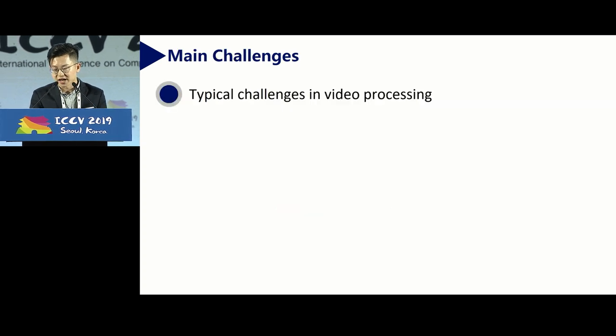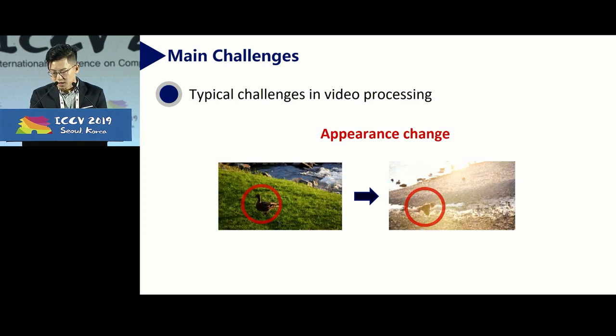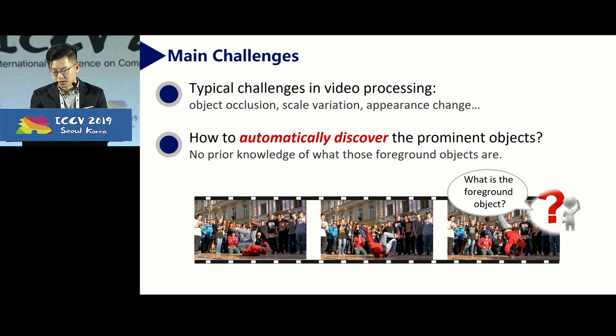The main challenges lie in two aspects. First, it suffers from the general challenges in video processing, such as object occlusion, scale variation, appearance change, and so on. The second one is how to automatically discover the primary objects. For example, in such a complex video, how can we determine the primary objects without any prior knowledge about the foreground?